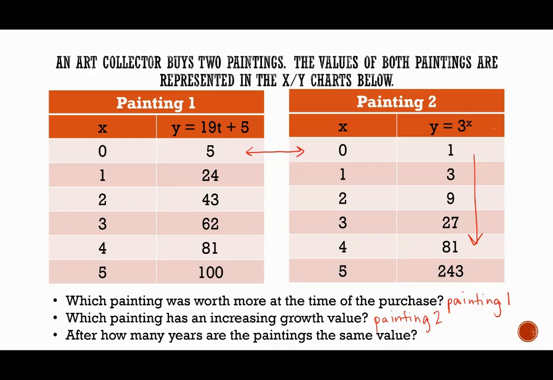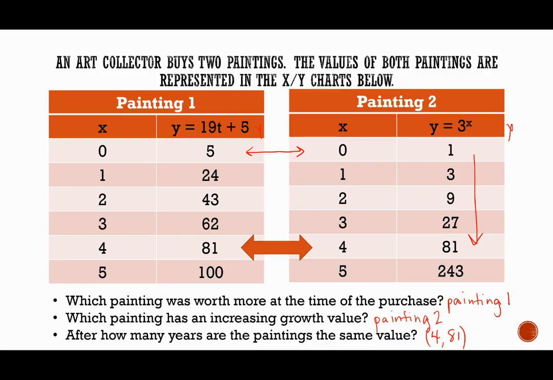So after how many years are the paintings the same value? So this y is what we're comparing. And if you'll notice, at year 4, we have the same y value, 81. So after 4 years, both paintings have a value of $81.